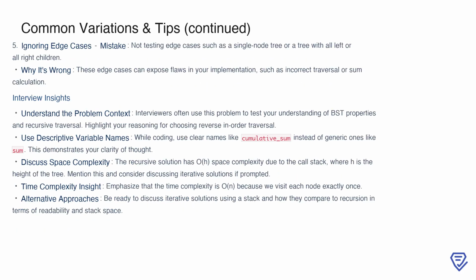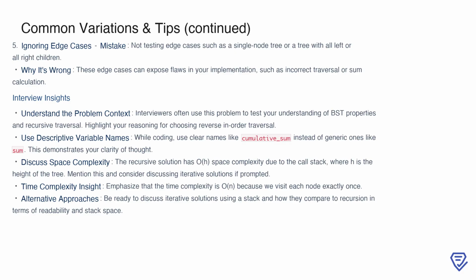It's equally important to test edge cases thoroughly. For instance, trees with only one node, or trees that are highly unbalanced with all nodes on one side, can reveal subtle bugs in your implementation. Ignoring these edge cases can lead to incorrect results or runtime errors.